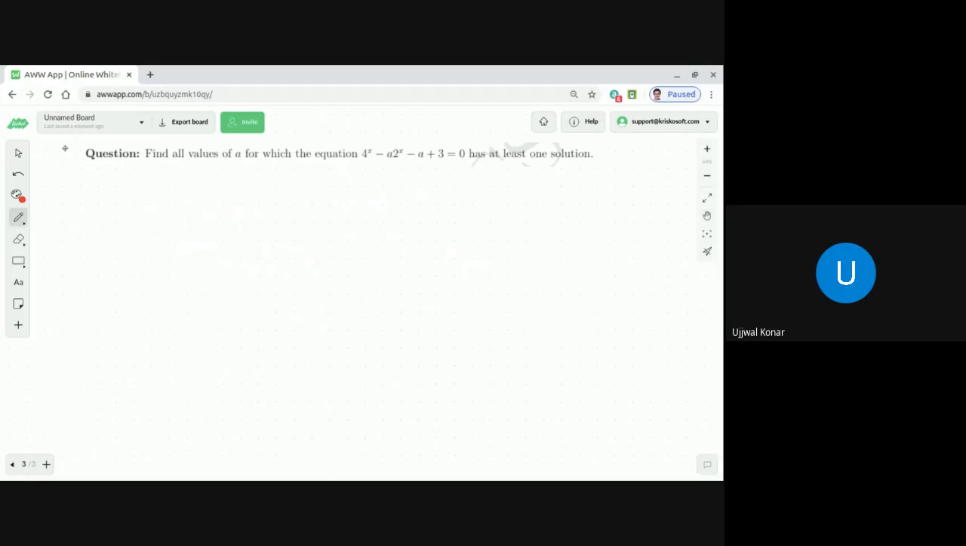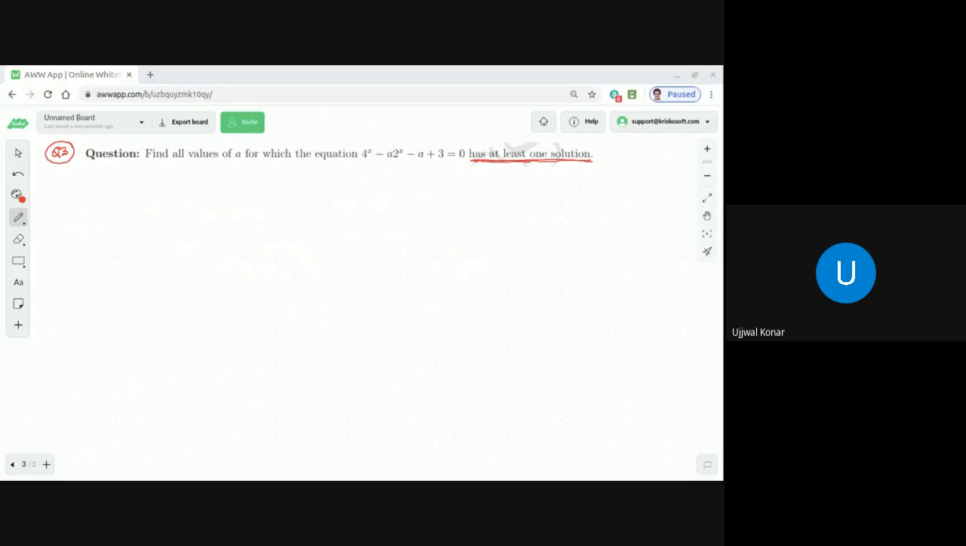So what is the question here, dear student? The question is: find all values of a for which the equation has at least one solution. And you see the equation is not a polynomial equation. Correct? And the question says has at least one solution. That statement has a significance. So let us see how we can solve this kind of problem.